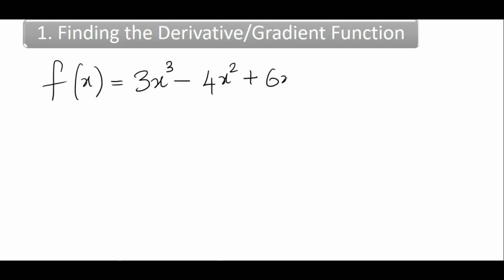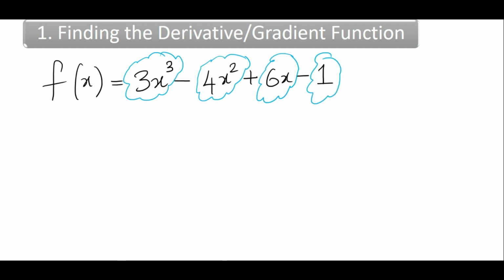Let us look at another example where you have f of x is equal to 3x cubed minus 4x squared plus 6x minus 1. In this case, you're going to apply the rule separately to each of these terms and you get the final answer. f dash of x is equal to 3 multiplied by 3x squared. So this is the 3 which is already here, and x cubed is going to be 3x squared.